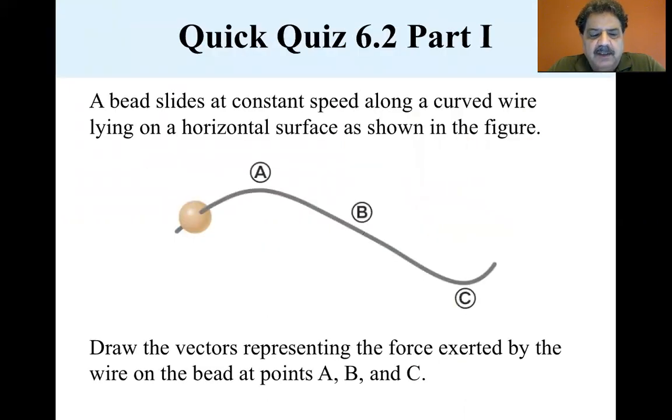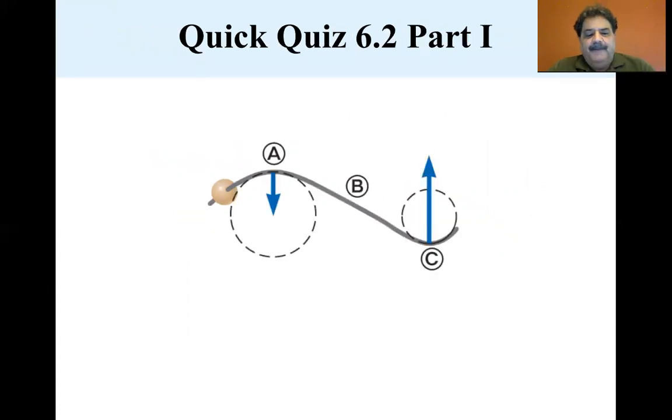So let's take a little quiz. A bead slides at constant speed along a curved wire lying on a horizontal surface as shown in the figure. Draw the vectors representing the force exerted by the wire on the bead at points A, B, and C. Now, because the speed is constant, the only direction the force can have is that of the centripetal acceleration. The force is larger at C than at A because the radius at C is smaller. There is no force at B because the wire is straight.